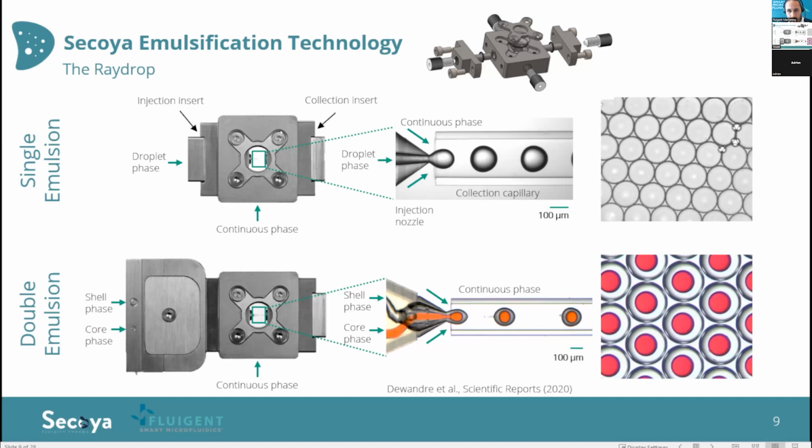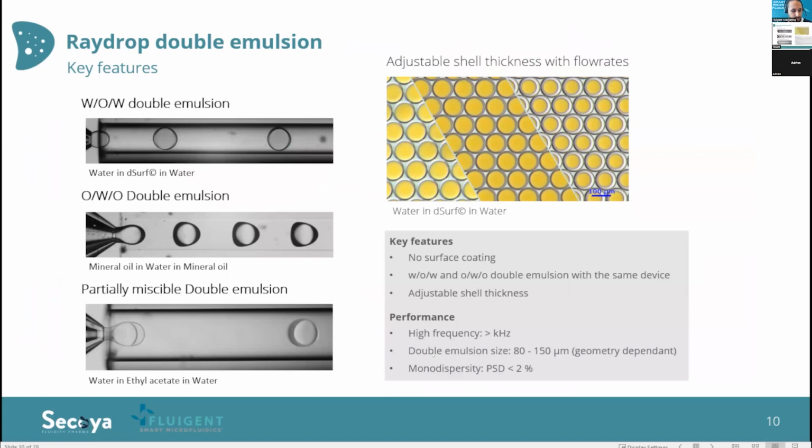At the entrance of the output capillary, the continuous phase squeezes the droplet phase flowing out of the nozzle, resulting in the formation of perfectly identical droplets. In the double emulsion case, the nozzle is fed with two fluids, the core phase and the shell phase, with the shell surrounding the core at the tip of the nozzle, resulting in the formation of double emulsion. With the Raydrop, you can produce double emulsion with water in water, or oil in water in oil, or even with partially miscible fluids using the same system.